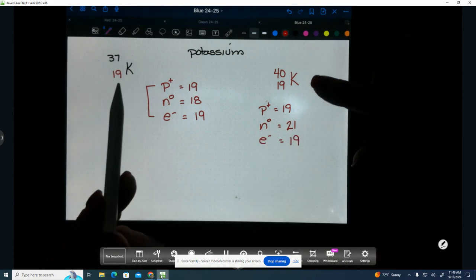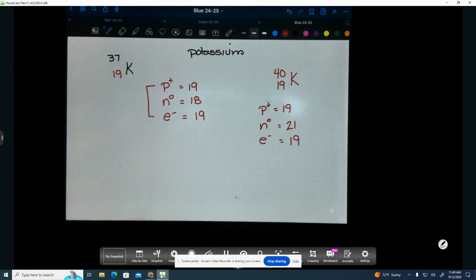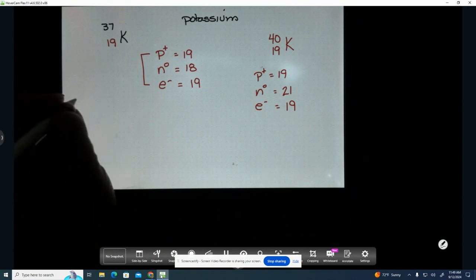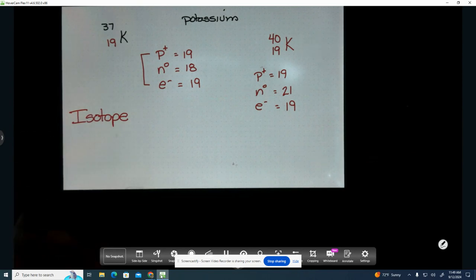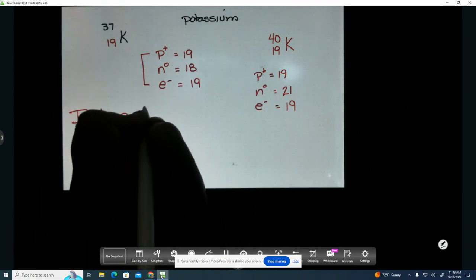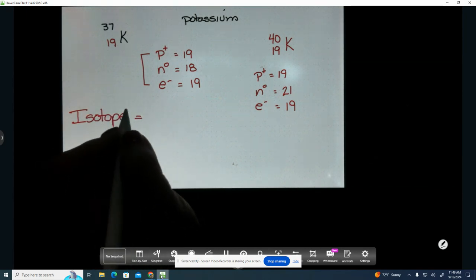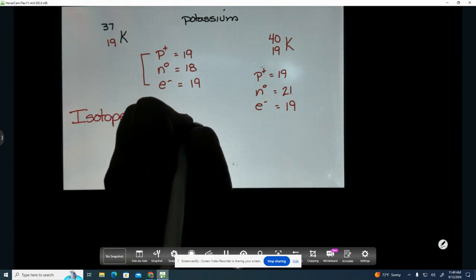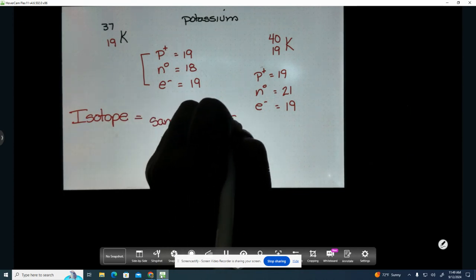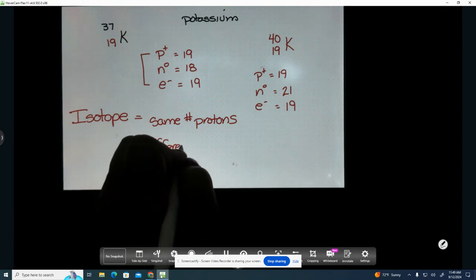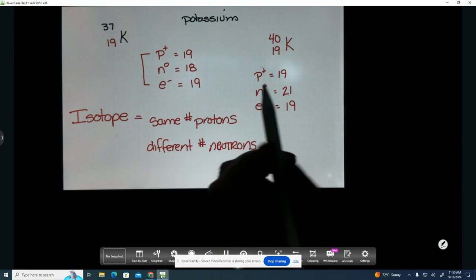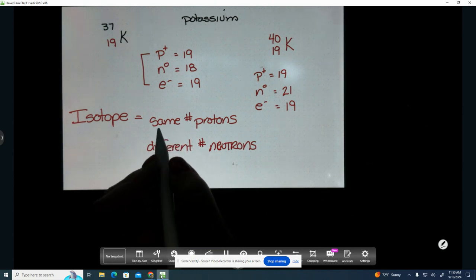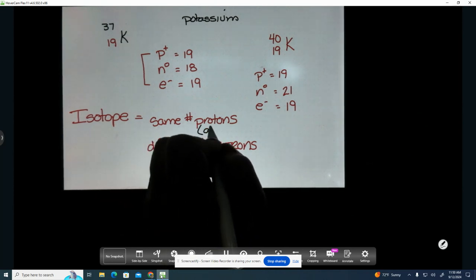What's the difference between these two? Number of neutrons. There is a big fancy word. Ready for your big fancy word? It is called an isotope. Anybody ever hear that word before? How would you define it if you had to write the definition? Same number of protons, different number of neutrons. So let's write: same number of protons, different number of neutrons. Okay? And keep in mind that protons, it's going to be your job all year now. Protons is atomic number.